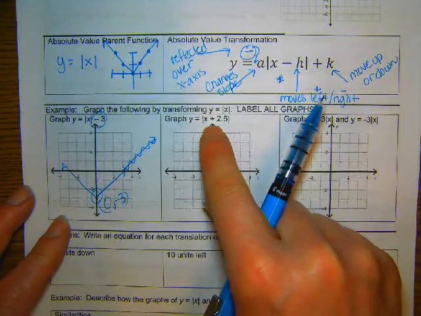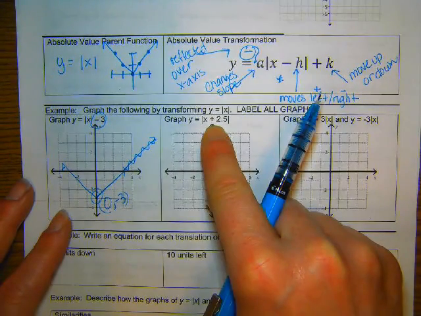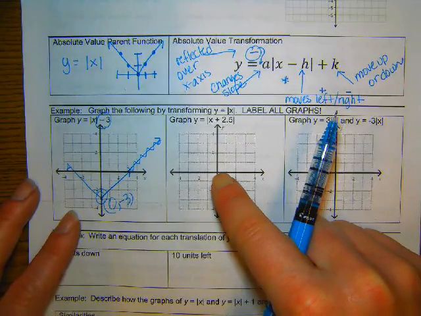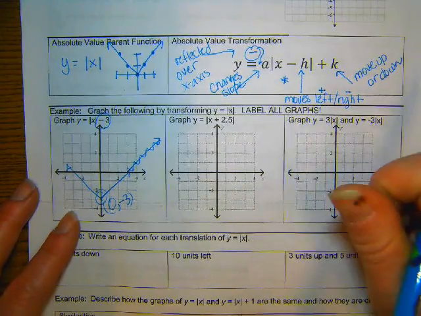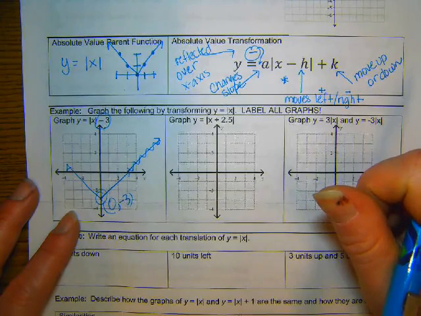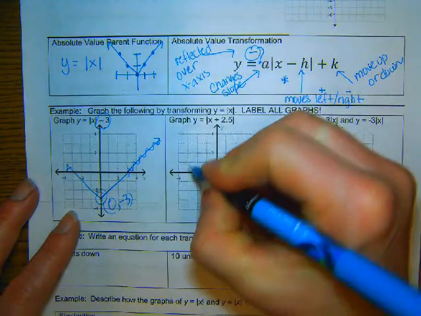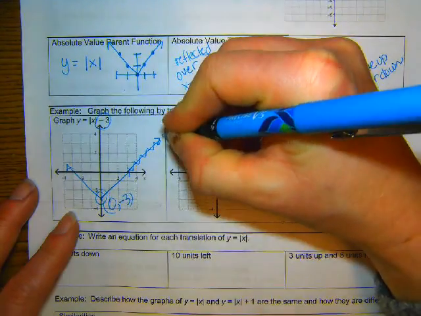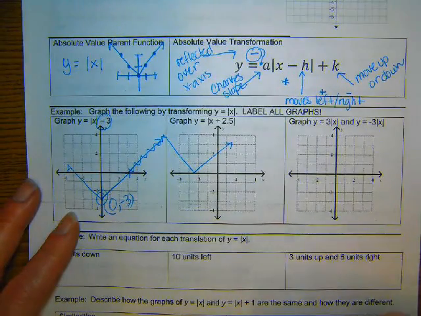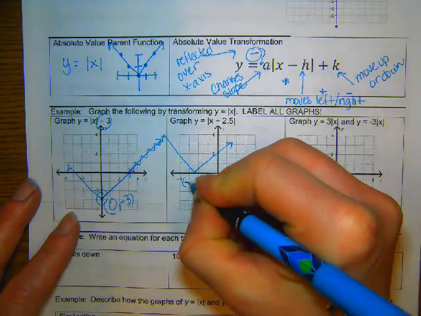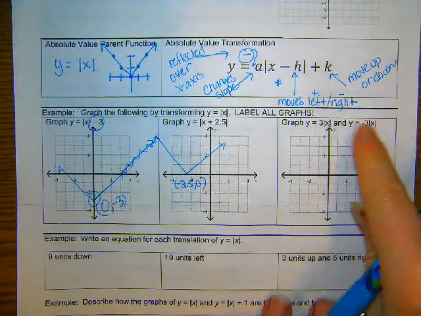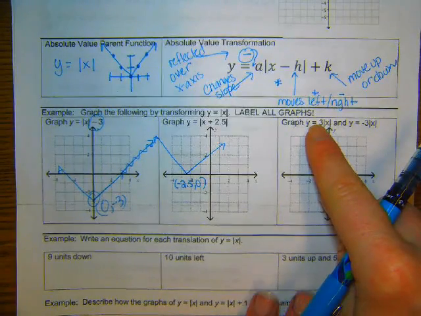All right, then what happened with this one? It moved from 0, 0 to what? What do you have on your graph? Okay, -2.5. It moved to the left 2.5. And I'm still making my slopes 1 and -1. This would be -2.5, 0. And then these ones, these were vertical stretches, okay?